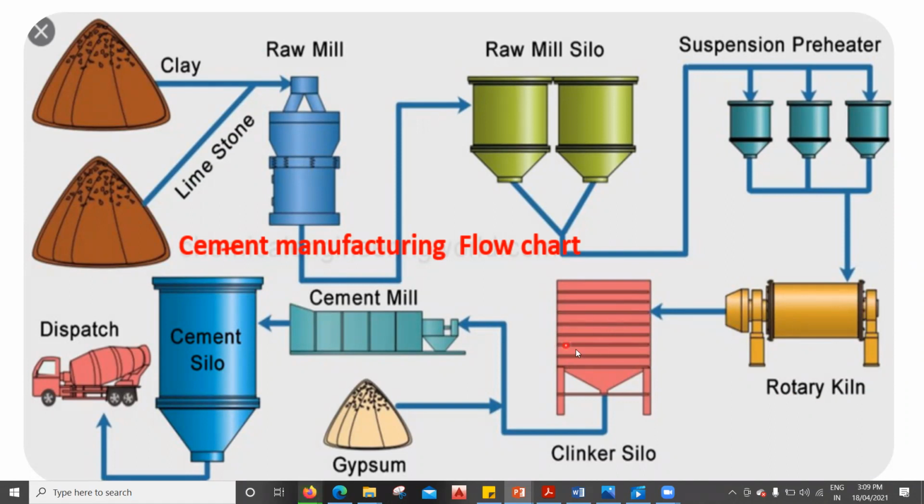Here the clinker formation is going to happen, and we know that once the clinker formation has happened, we are going to add the gypsum. We'll try to see the importance of adding gypsum in the upcoming lectures. And from there it will go to the cement mill, and from there it will go to the cement silos where it will be stored, and from there wherever it is required, we'll do the dispatching of this cement. So in this way, the entire flowchart of cement manufacturing is understood.